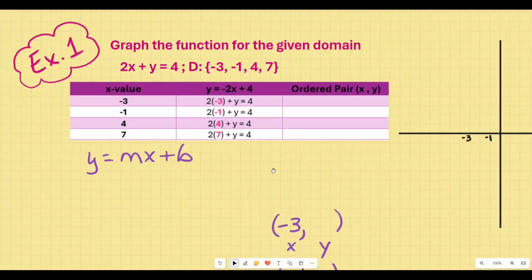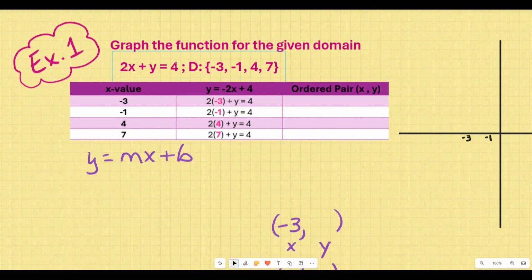So what you will see in my table is I took my given domain and I listed it in the first column. And then over here, I changed my function to slope-intercept form, which I'm going to demonstrate here in a few minutes because it should look like this. And then for my x values, which I said that's what my domain represents, I just replace those values with that x.